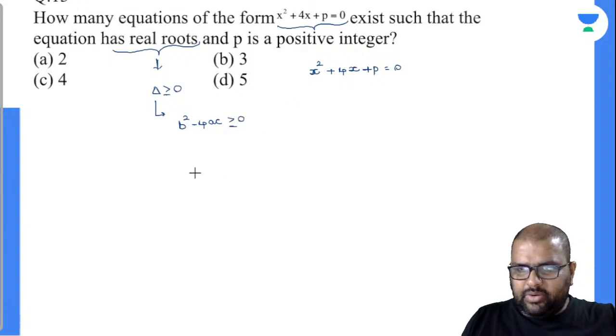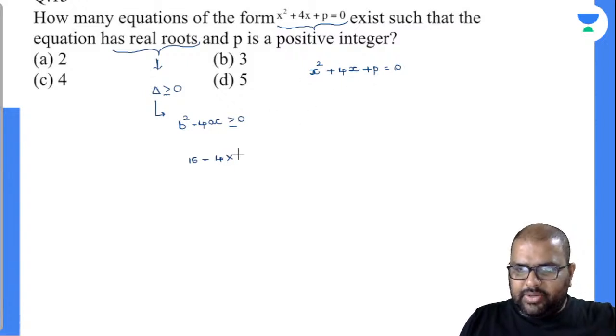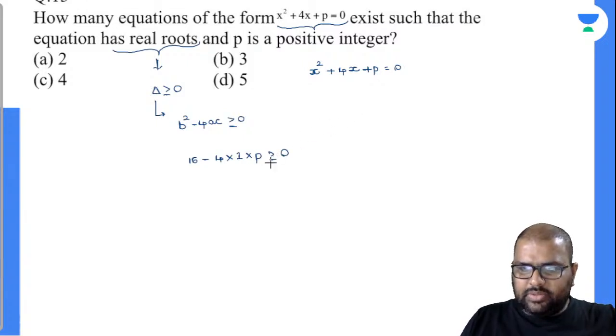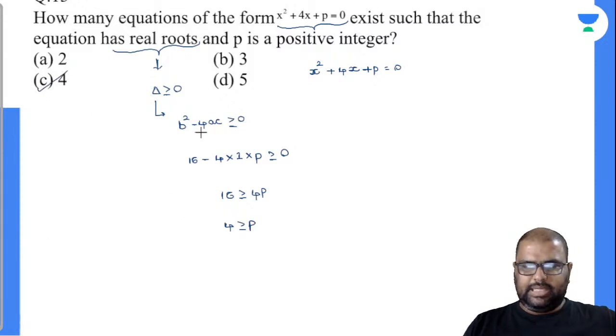What is your b value? 4, so 16 minus 4 into, a value is equal to 1 into, c value is nothing but p, is greater than or equal to 0. So automatically 16 is greater than or equal to 4p. So automatically 4 is greater than or equal to p. Question number C. Easy question.